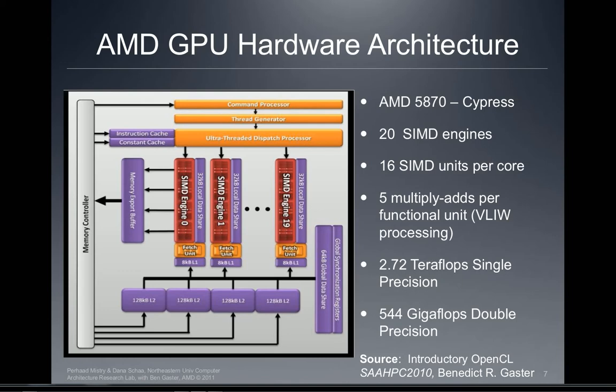This AMD 5870 has 20 SIMD, single instruction multiple data engines, and these contain several cores. One core again is made up of 16 so-called SIMD units, which process 5 multiply adds per functional unit, which results overall in 2.72 teraflops of single precision floating point operations and 544 gigaflops of double precision floating point.